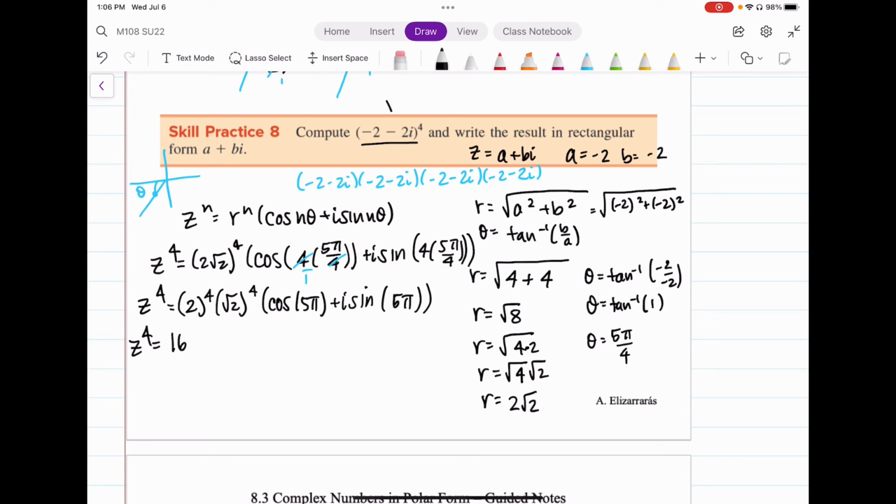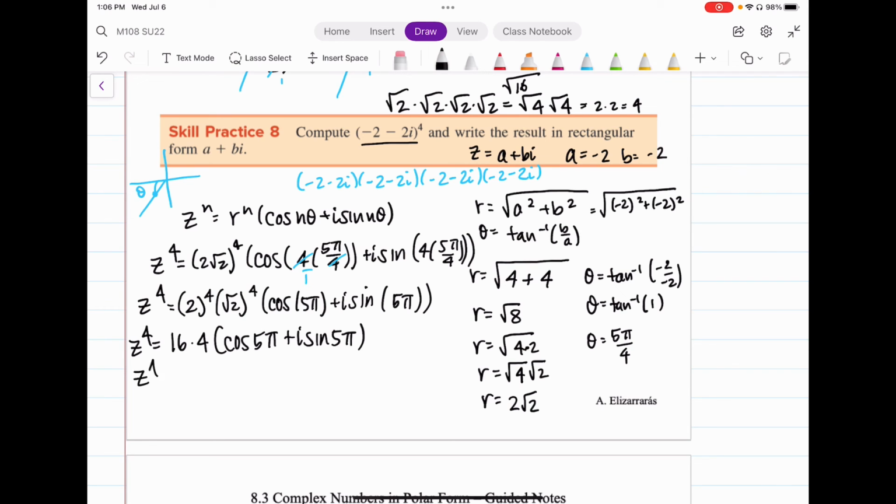So I'm going to write it up top here just so you see it. The square root of 2 times the square root of 2 is √4, or you could say the square root of 16 if you did all of it underneath one square root, which is 2 times 2, or 4. 16 times 4 is 64. I'm going to evaluate the cosine of 5 pi and the sine of 5 pi because I'm asked to put this in rectangular form.